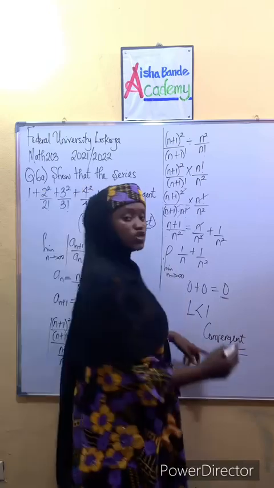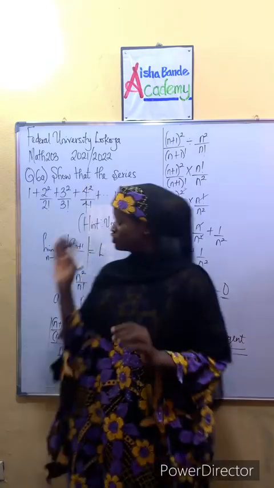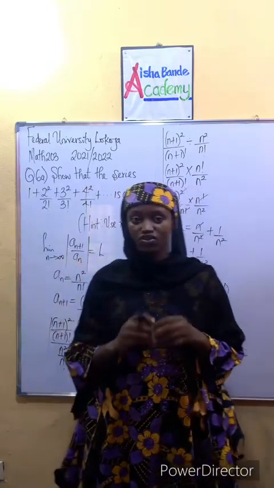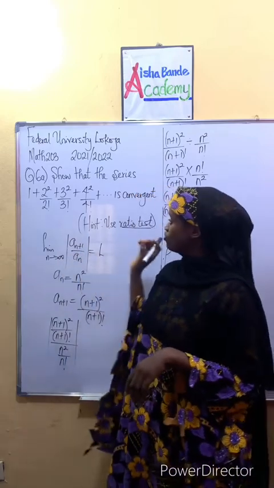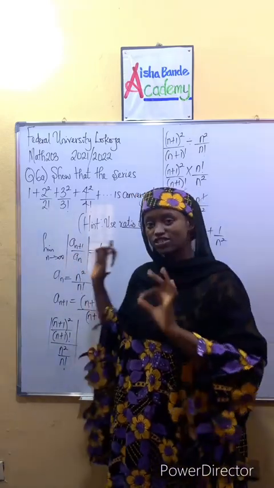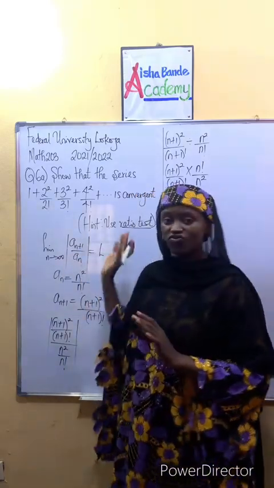So that means 1 plus 2 squared over 2 factorial plus 3 squared over 3 factorial plus 4 squared over 4 factorial plus and so on is a convergent series.